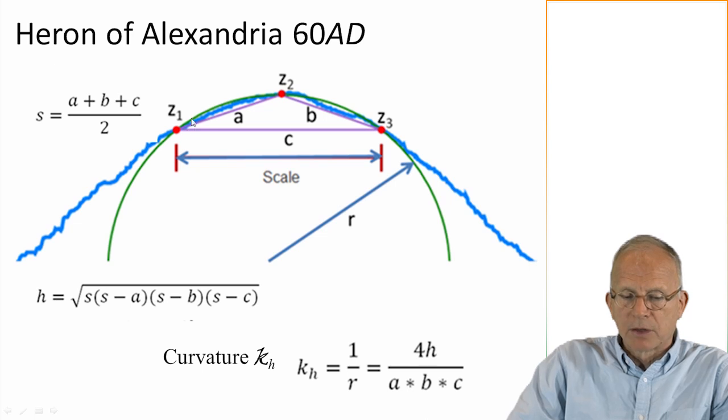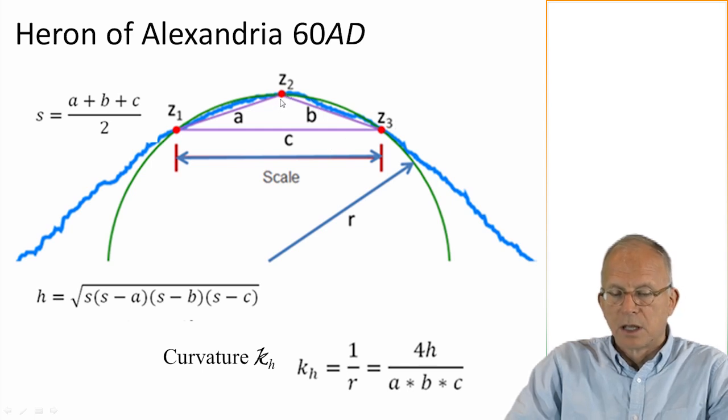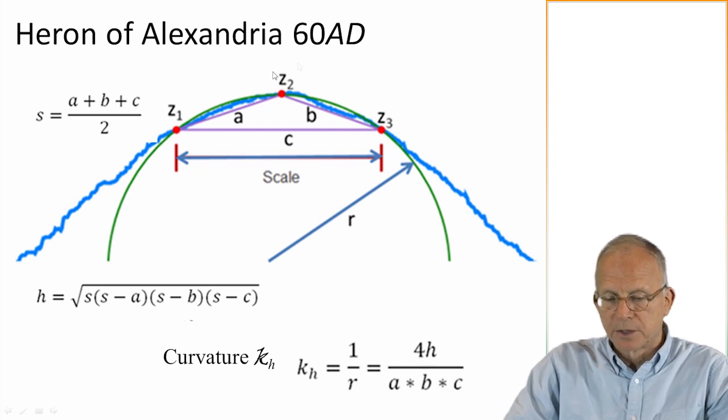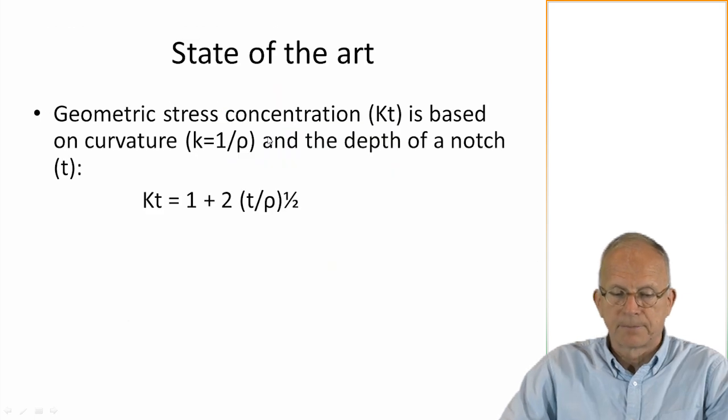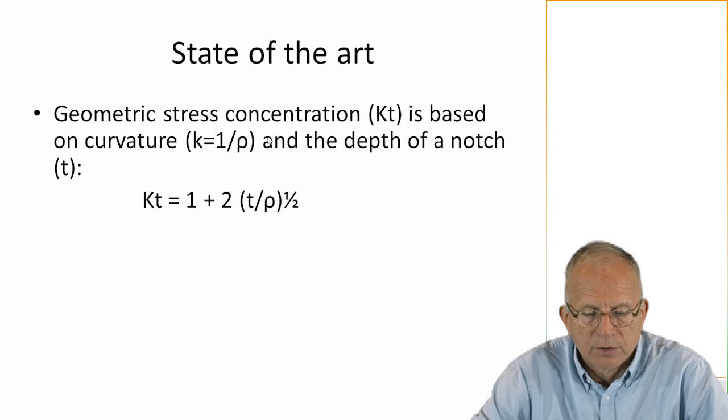So this method of finding curvature from 3 points comes to us from long ago, and here are the formulas by which you get the curvature. The scale in this case is the distance between the two extreme points. And so we use 3 points, and it fits one curve through those with a constant radius through the curve.